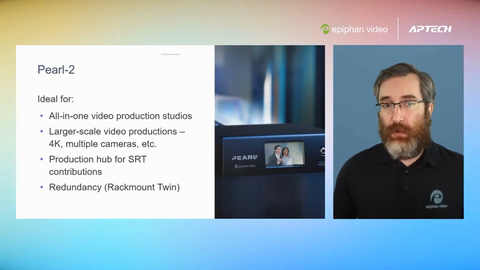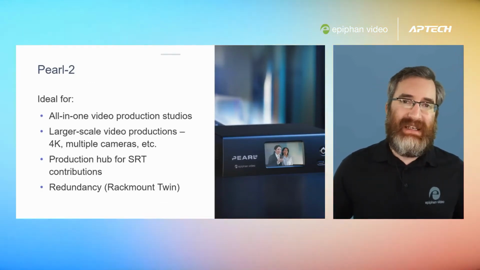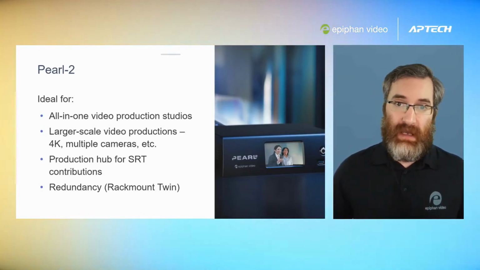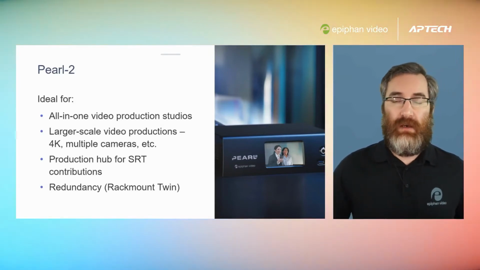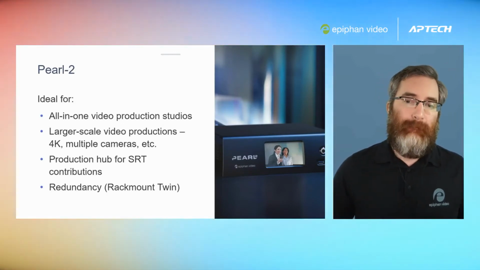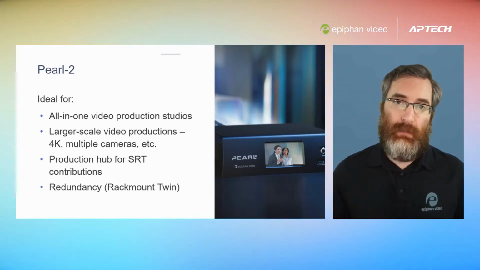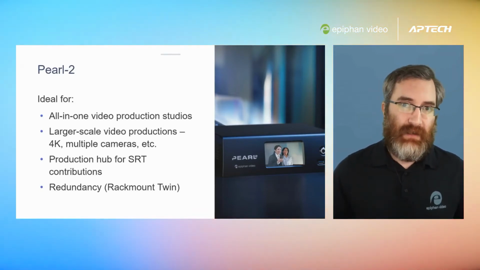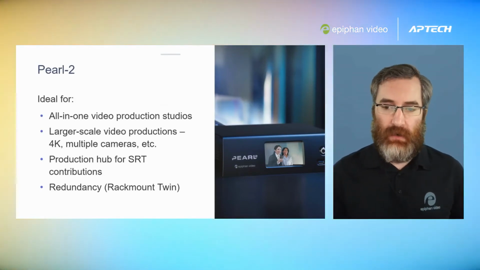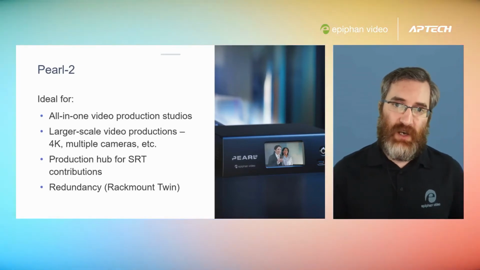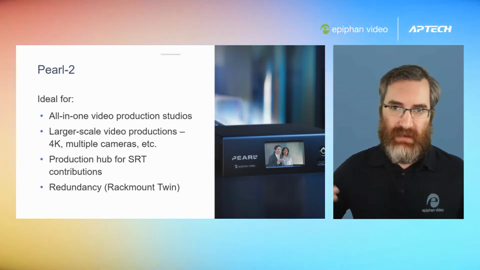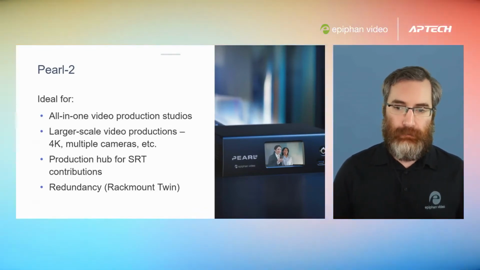So where does Pearl 2 fit? It's ideal if we need a truly all-in-one standalone video production system for maybe a permanent studio install, or maybe a larger scale video production, or maybe if I need 4K. It's a great tool as sort of the production hub to bring in as many as six SRT feeds. So if you think back to Nano, we were talking about SRT contribution encoding. If we were using Pearl 2 as our centralized hub, we could feed 6 Nanos into that, mix and switch them all together, and ultimately send another feed back out.